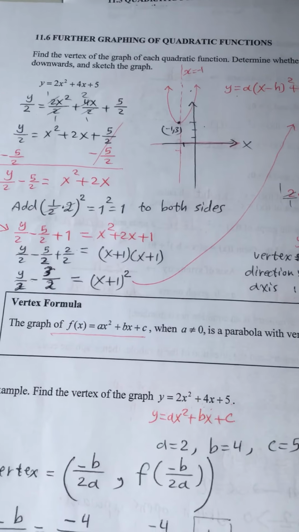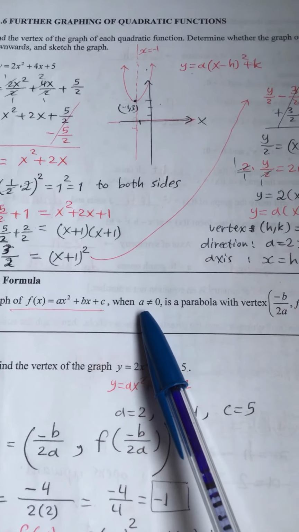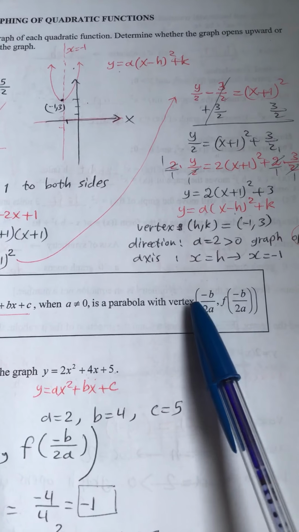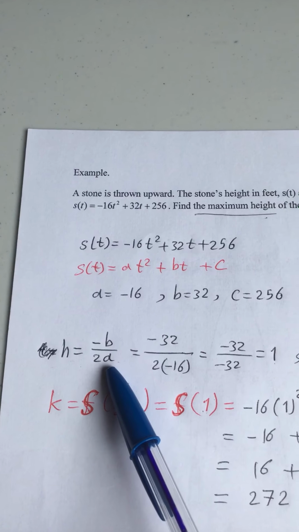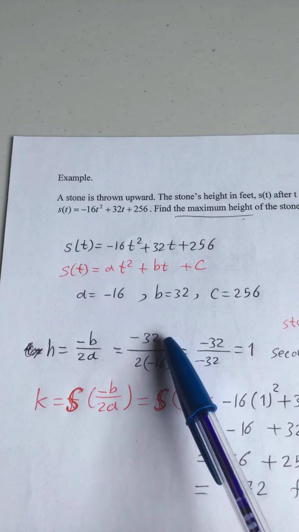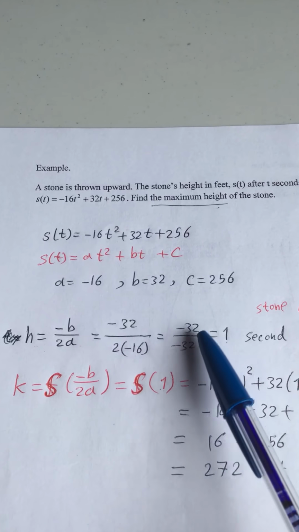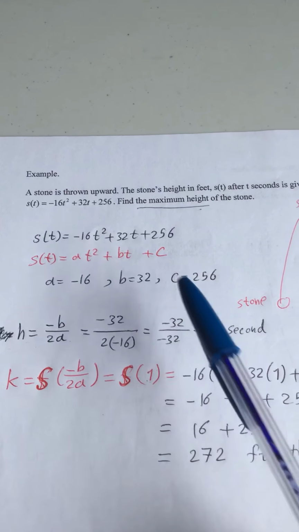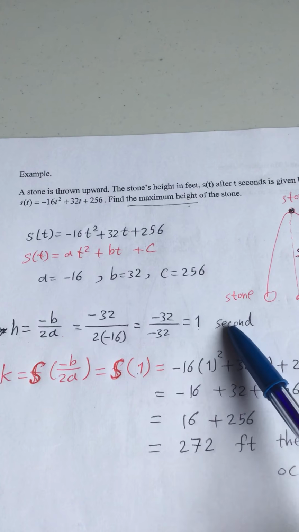This rule: the graph of f of x, when a is not equal to 0, is a parabola with the vertex. This is the vertex, this is h, this is k. To find h equal to minus b over 2a, we get negative 32 divided by 2 times negative 16, since a is negative 16. Simplify, so we get 1. Here t is the time, and s of t is the height, or maximum height.